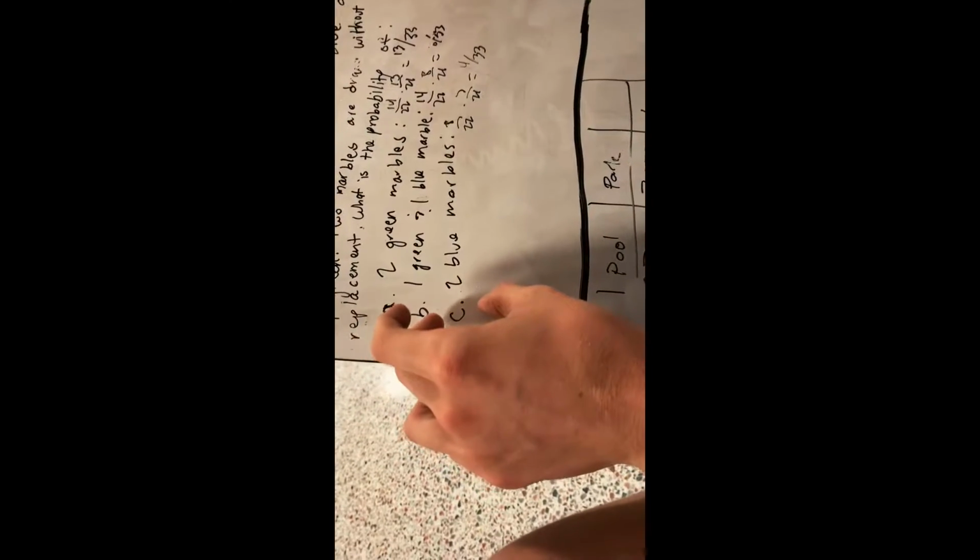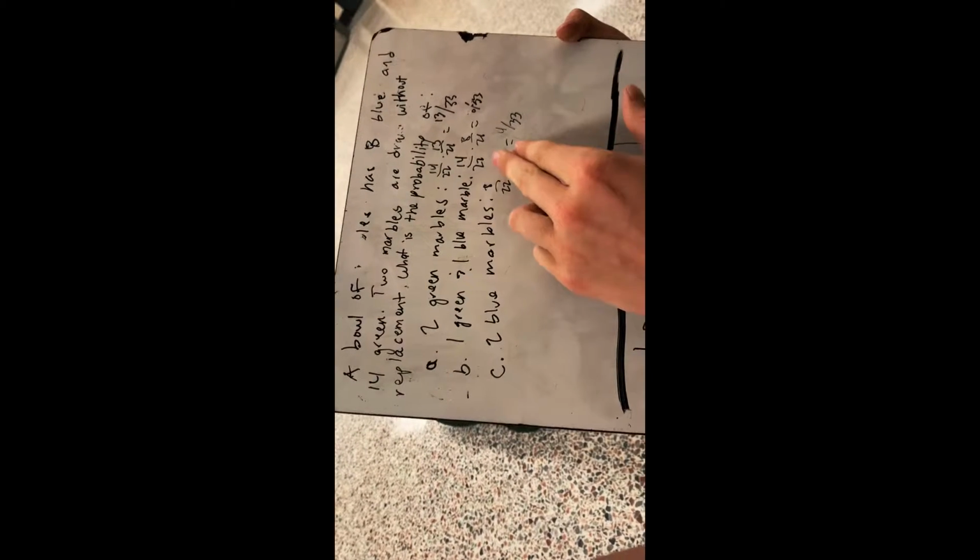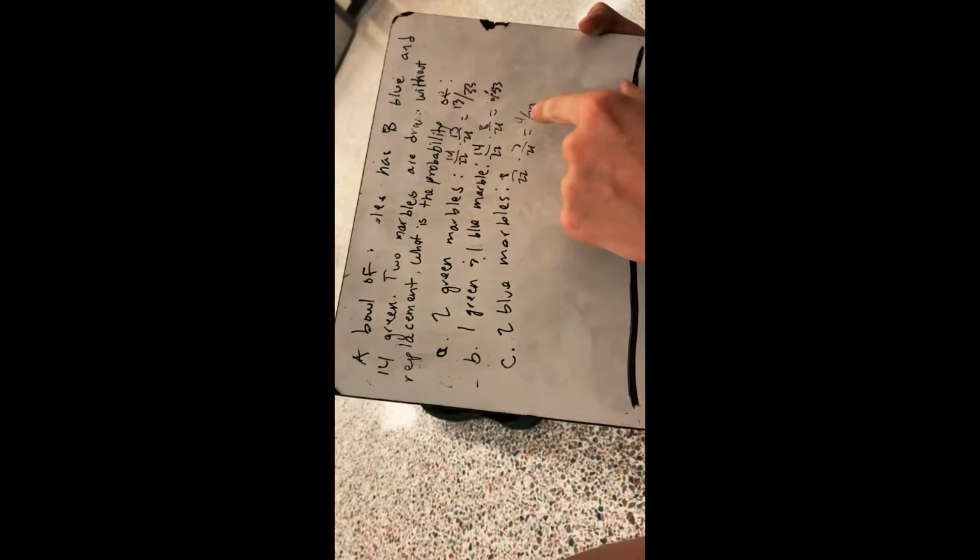And for C, drawing 2 blue marbles out of the bowl of 22, it would start off with 8 out of 22, and then it would be multiplied by 7 out of 21, because you would have to take 1 out of both, which would equal 4 out of 33 is the probability.